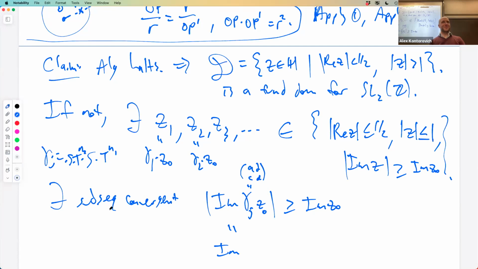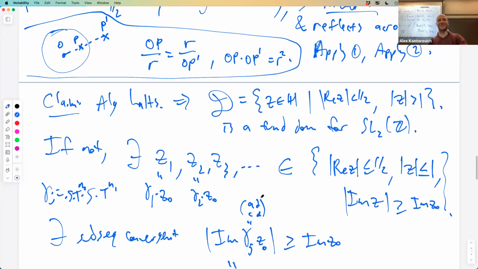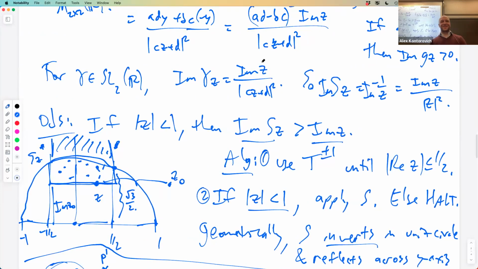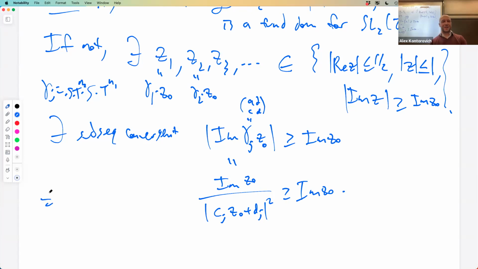Okay, does that make sense? And I keep winding up in this region. What is the imaginary part of gamma Z? We worked out this calculation a minute ago. Anybody remember what it is? Yeah, exactly. So it's the imaginary part of Z0 divided by the norm, Cj Z0 plus Dj, squared. This is at least the imaginary part of Z0. Let's multiply this to that side and divide by the imaginary part of Z0. That means that Cj Z0 plus Dj squared is at most 1.